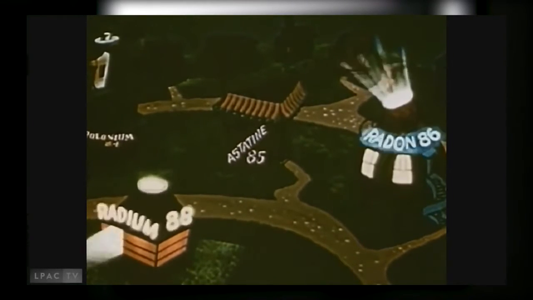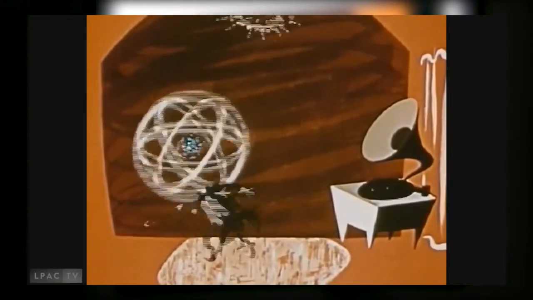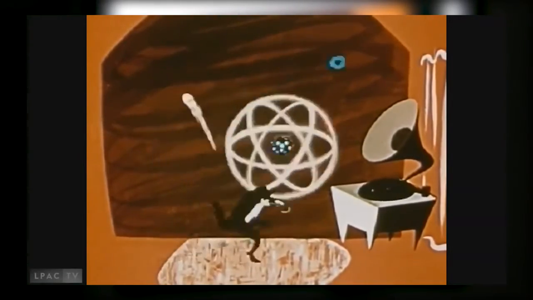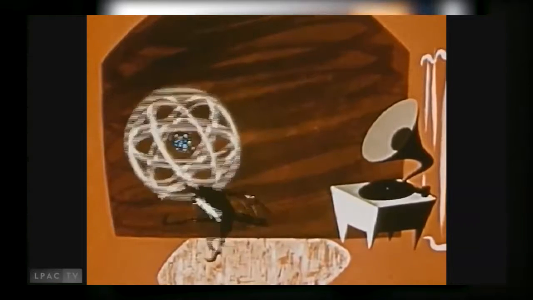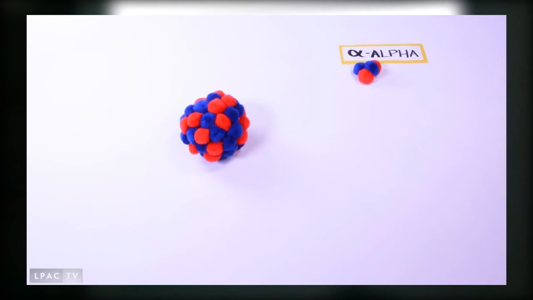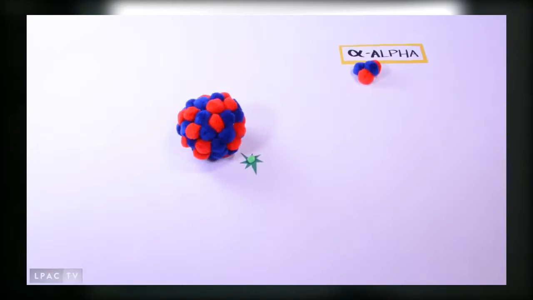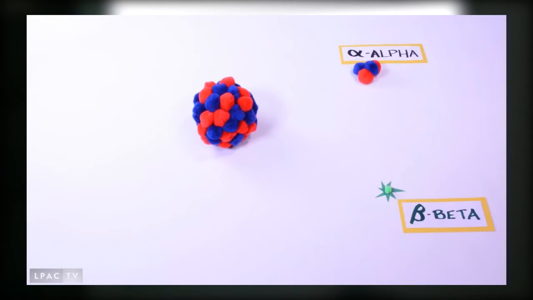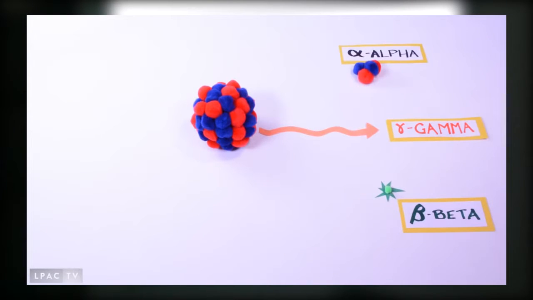Parts of the nucleus were energetically flying off. The most common changes were the nucleus emitting 2 protons and 2 neutrons, together called an alpha particle, or a single electron, a beta particle, or a high-energy light-like ray, called a gamma emission. These names come from alpha, beta, and gamma being the first 3 letters of the Greek alphabet.